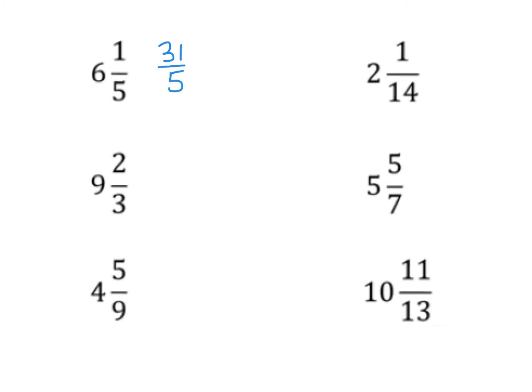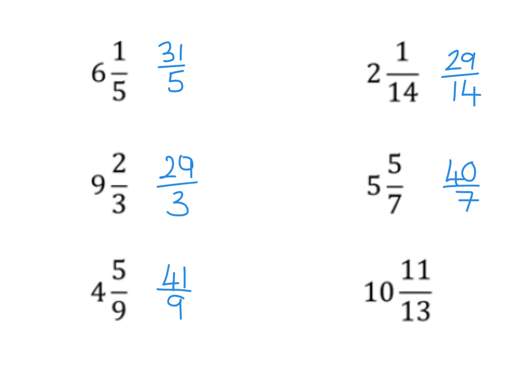2 times 14 is 28 plus 1, 29 all over 14. If you're not sure what the bottom number should be, it's whatever the bottom number in the fraction was. So the denominator's not changing. Next one, 9 times 3 is 27, plus 2 is 29, all over 3. 5 7s are 35, plus 5 is 40, all over 7. 4 9s are 36, plus 5 is 41, over 9. 10 times 13 is 130, plus 11 is 141 over 13.